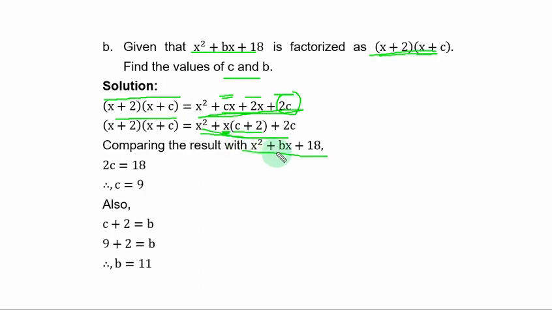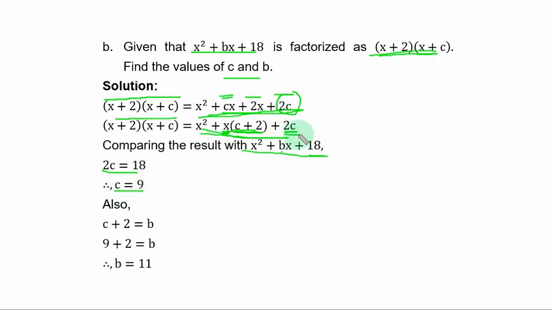We simply move to bs, and that is the middle term. The middle term, alright. The middle term, you are going to have b equal to c plus 2. But if you start from the constant term, you can get c first. So if you compare the constant terms in both results, they are equal. So you have 2c equal to 18. Divide through by 2. c is equal to 9.